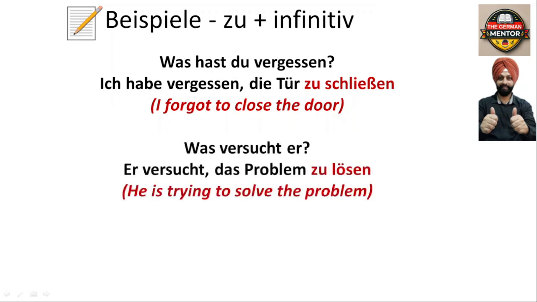Second example, I have written here: Was versucht er? Er versucht, das Problem zu lösen. He's trying to solve the problem. You can see here zu plus infinitive goes at the end of the subordinate clause, and the main verb is used in the main clause. Er versucht, main clause; das Problem zu lösen, that is the subordinate clause.